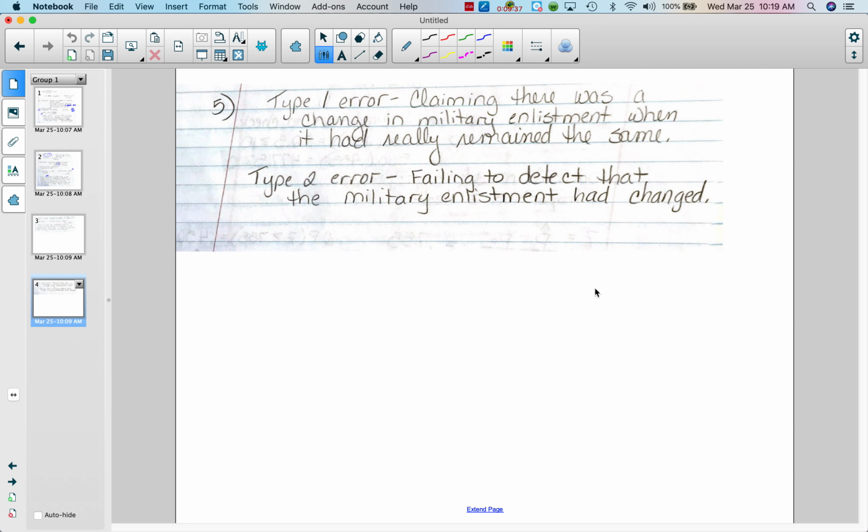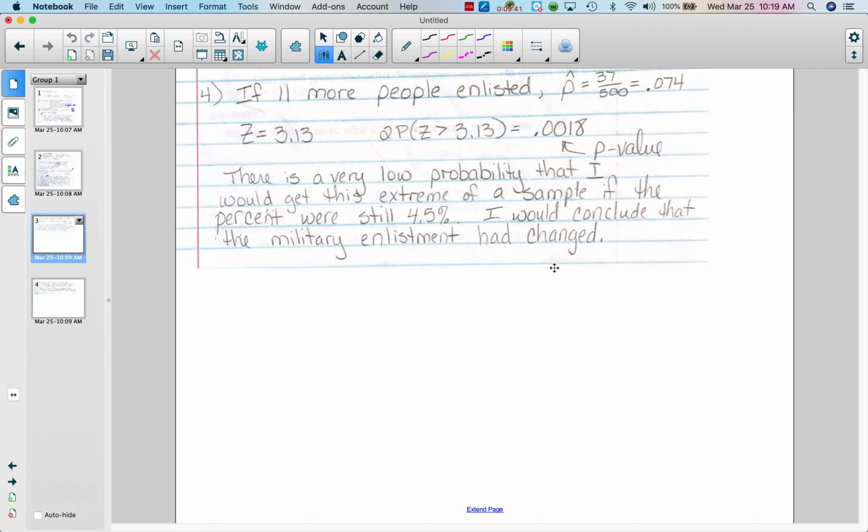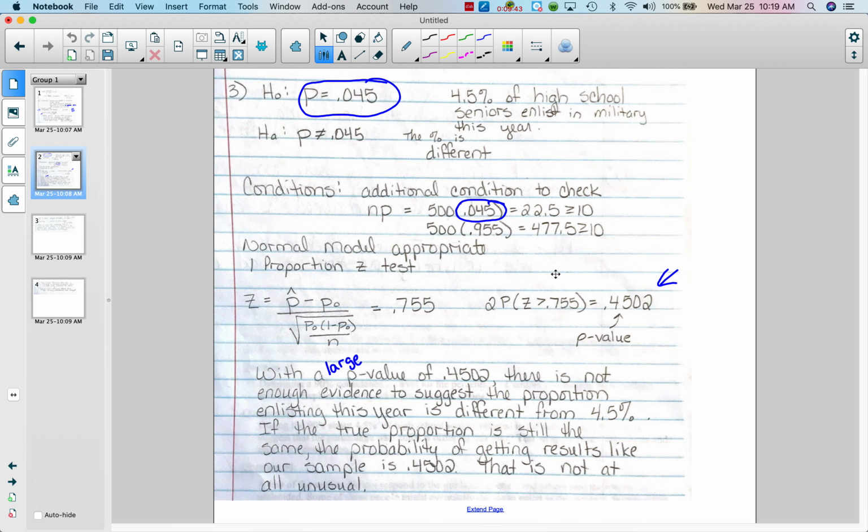I was really concerned about the people who on number 3 and 4 did a confidence interval. You really need to know the difference between a confidence interval as a type of inference and a significance test as a type of inference. That's really important that you understand that difference.